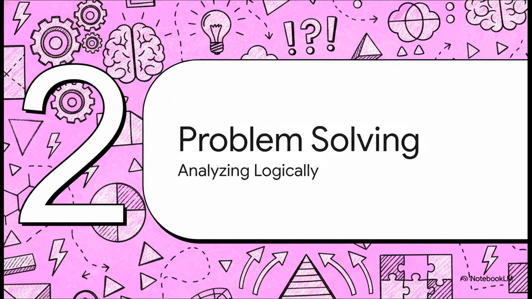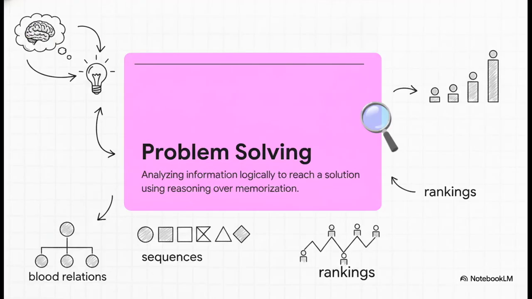Section 2. Problem solving and reasoning, analyzing information logically. Problem solving is all about analyzing information logically to reach the right solution. And notice the key word there, reasoning. This isn't about memorization at all. These questions evaluate how well you can spot relationships and logical sequences in everyday scenarios. You know, things like line arrangements, rankings, or blood relations.